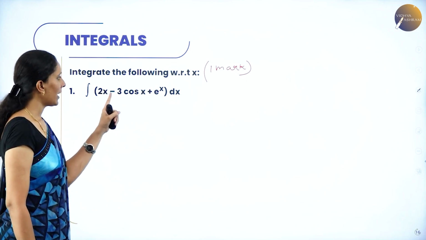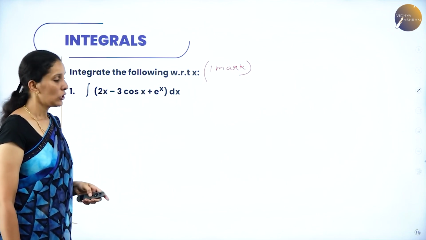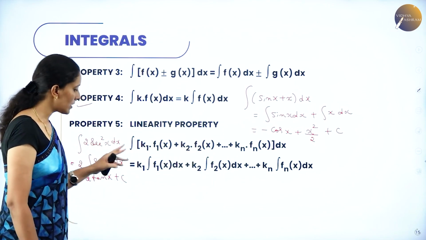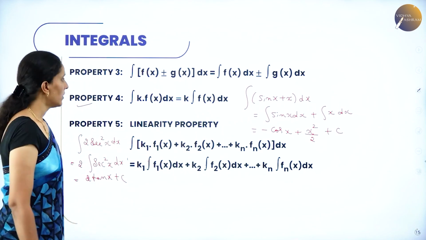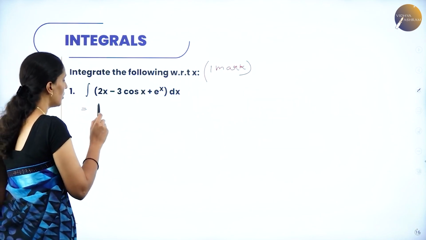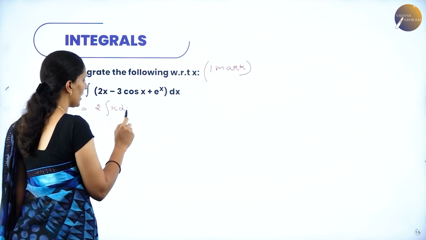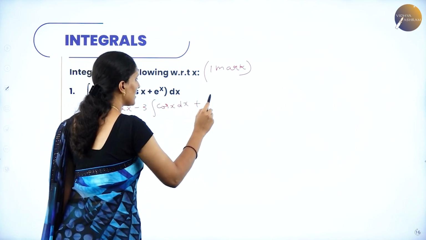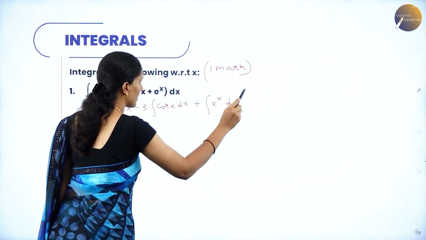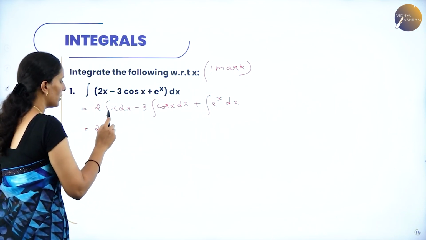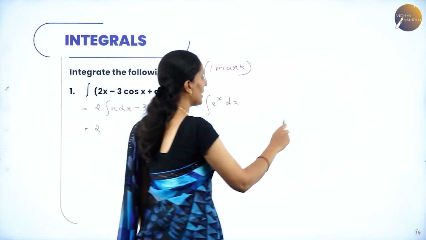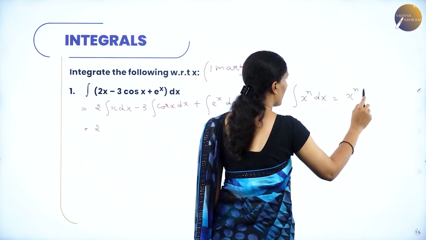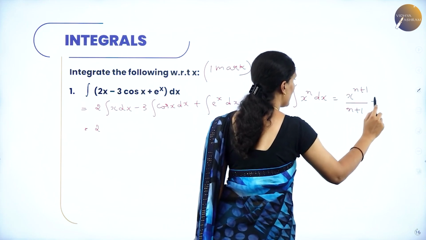Integral of 2x minus 3 cos x plus e power x. Through the linear property, whenever you have a constant inside the function, take out the constant and integrate the function separately. So therefore here I can write this as 2 into integration of x dx minus 3 into integration of cos x dx plus integration of e power x dx. Now 2 into integration of x. Any x to the power n dx is nothing but x to the power n plus 1 by n plus 1 plus c.